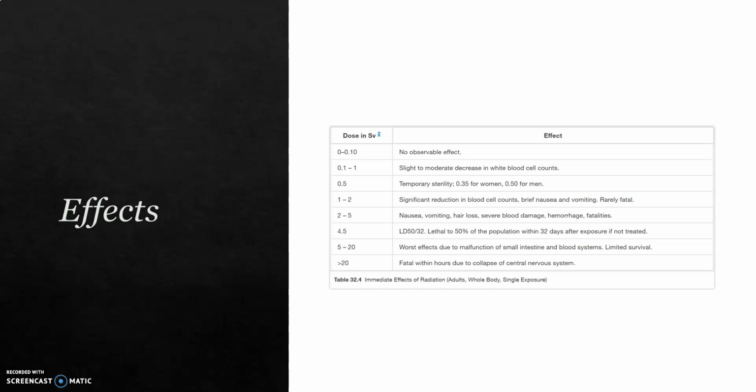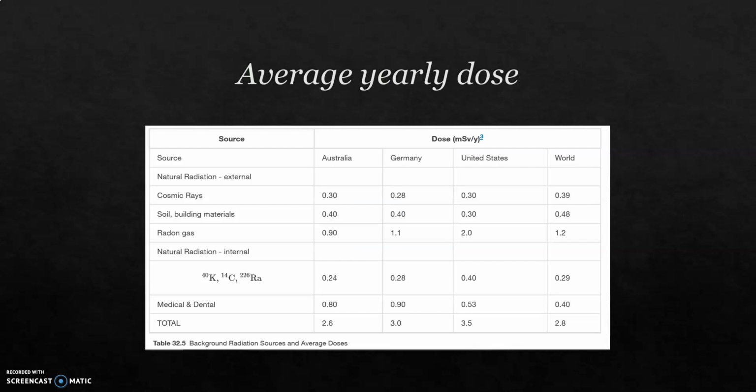However, there are people, such as researchers, clinicians, and nuclear power plant workers, who are exposed to much greater levels of this radiation. And so there are a couple of things that we can do to protect them against this radiation, so that they don't have those very adverse effects just by working where they work.